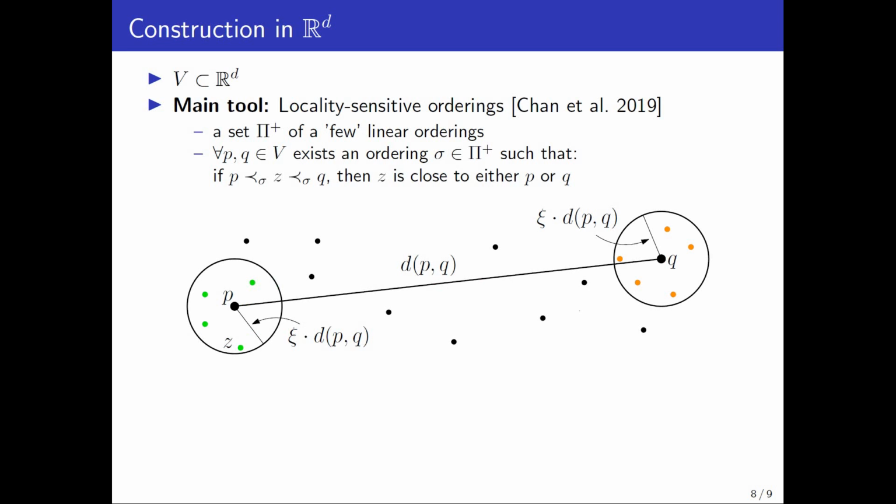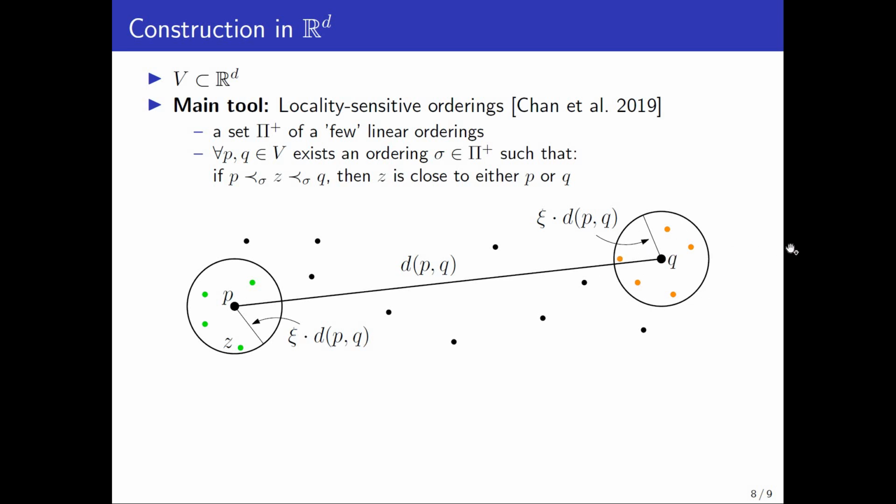Now let me say a few words about our higher dimensional construction. Here, we have a set of n points in R^d, and we want to construct a 1 plus epsilon spanner that is reliable in expectation. The main tool that we use is a powerful result called locality sensitive orderings. This says that it's enough to maintain a few linear orderings to have the following property. For any fixed pair of points p and q, there exists an order such that all points that are between p and q according to this order are either very close to p or they are very close to q.